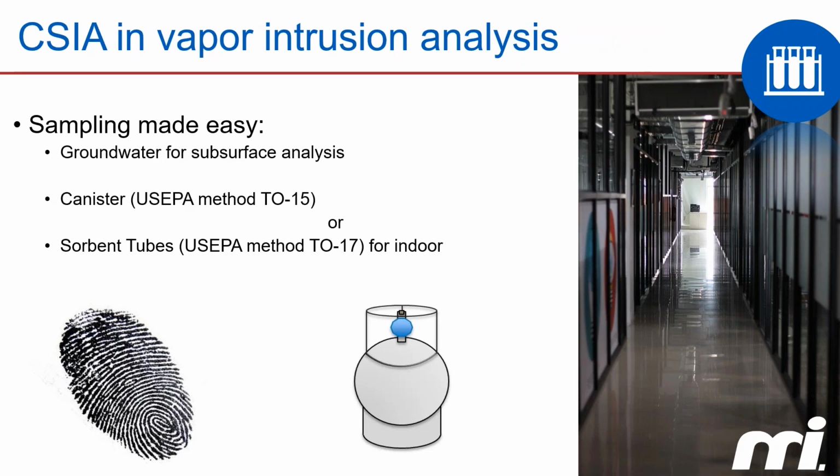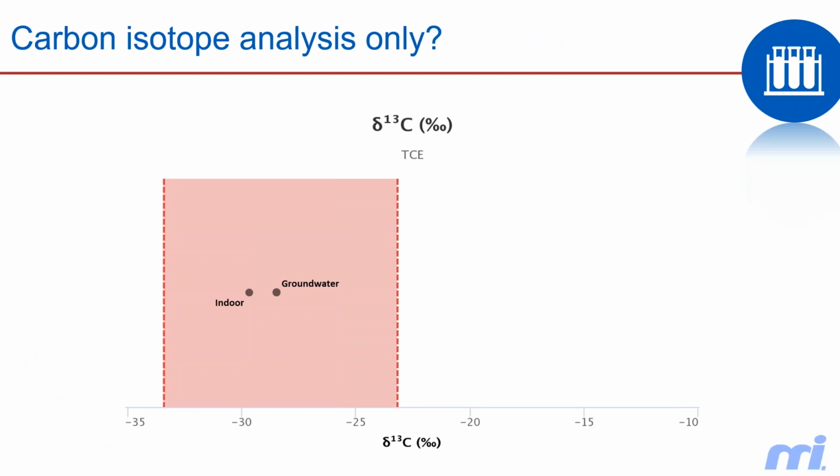So to recap here, sampling is very easy. Groundwater for the subsurface analysis, and then either canister or sorbent tubes for our indoor air. Now there is a way to do this, and I've gotten this question previously, to look at just carbon analysis, so one-dimensional. But as an example here, we see our indoor and our groundwater close together.